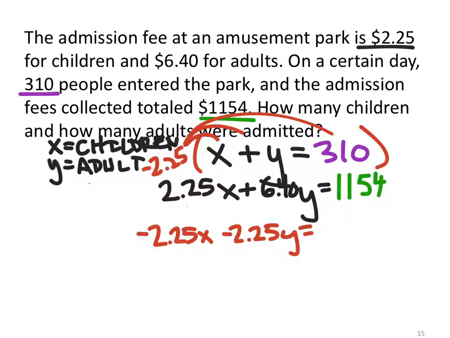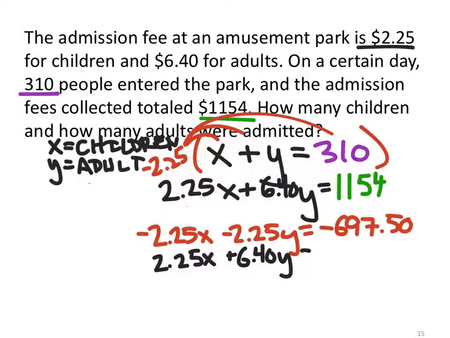But 310 times negative 225, yeah, I'm going to need my calculator for that. So negative 225 times 310, and I get negative 697.50. All right. Now again, I am comparing this to that second equation, the 225x plus $6.40 for adults, which was $1,154.